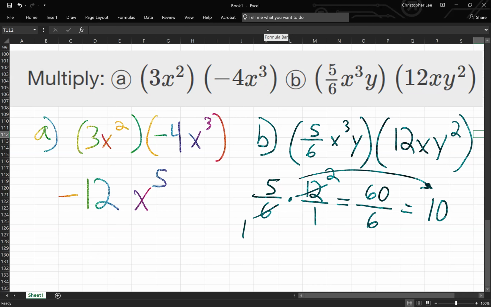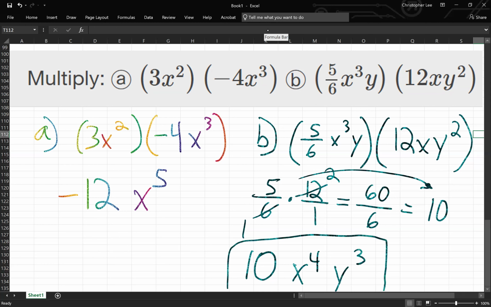So now, what I got? I got 10. Help me out. I have x cubed times x. What's that? x to the 4th power. Good. Keep going. Then we got y times y. Very good. This is my final answer right here. Any questions on this? Anybody?